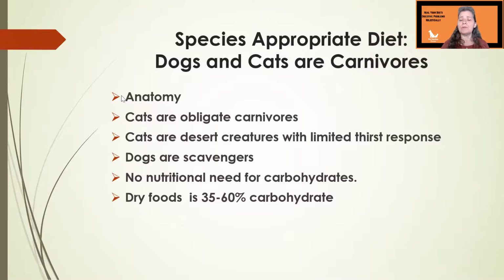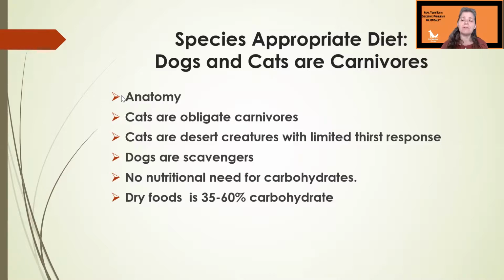Cats are also desert creatures and they have a very limited thirst response. They must get most of their water from the food they eat to avoid dehydration and problems like bladder stones and bladder blockages and even kidney stress.